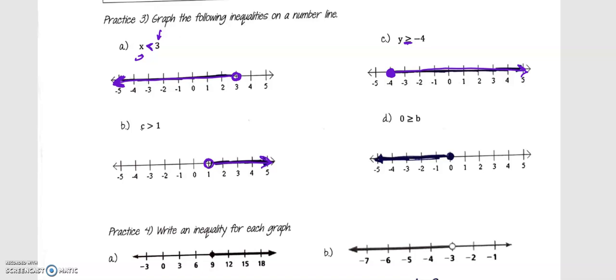So here's what I was talking about. 0 is greater than or equal to B. So I put a closed dot on 0, since it's greater than or equal to B. So this is the largest number, and I'm going to shade all of the numbers smaller than 0. How we want to rewrite this so the variable is first is you just flip everything around. So I'm going to put the B first, I'm going to flip the inequality, and then I'm going to put the 0. And now this inequality symbol matches the arrow again.